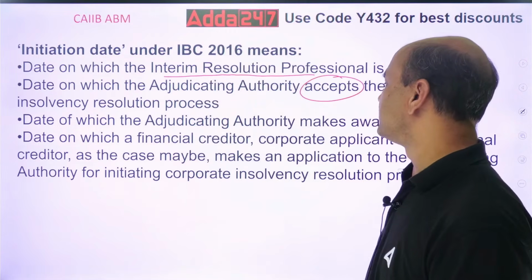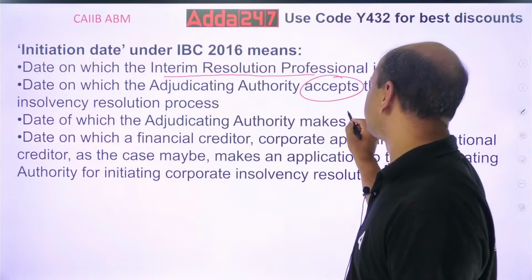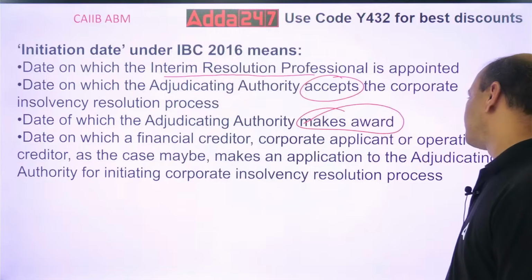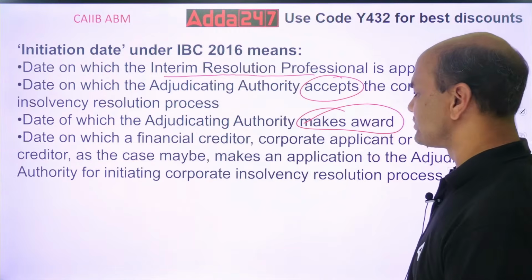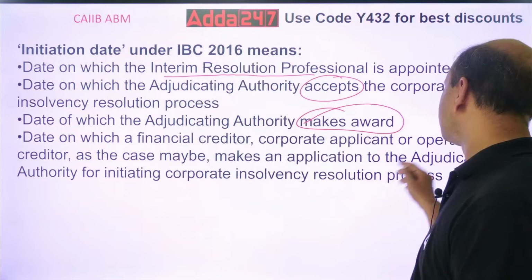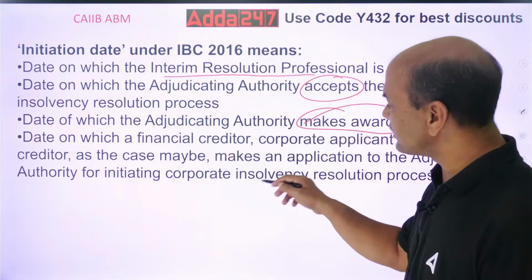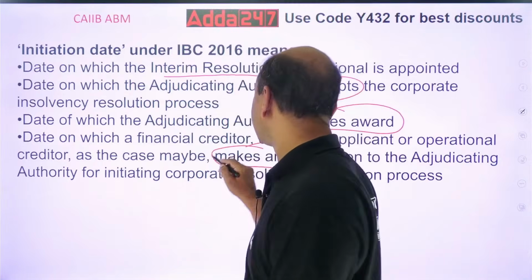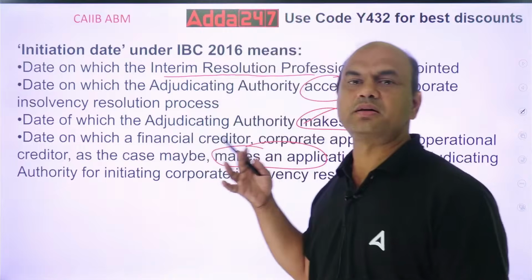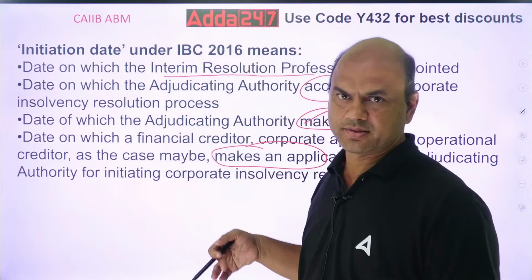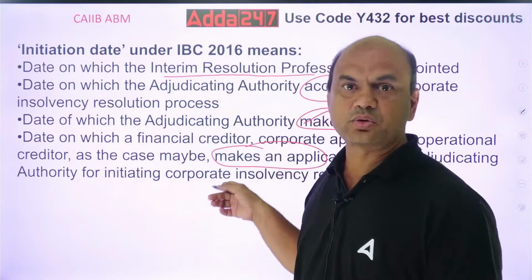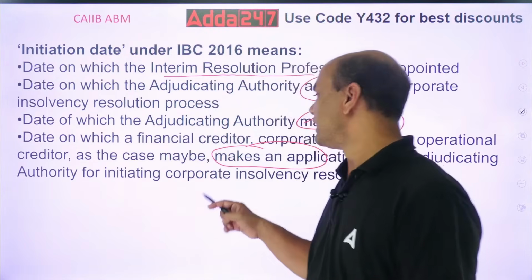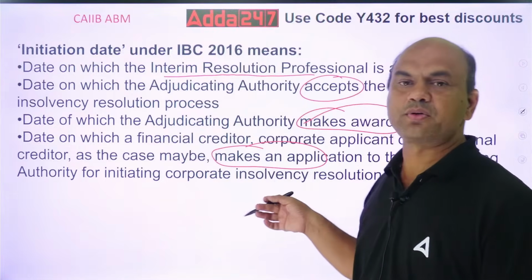Date on which the AA makes award. Date on which the financial creditor, corporate applicant or operational creditor, as the case may be, makes an application to the AA for initiating the corporate insolvency resolution process. Makes an application means anyone, let it be the company or the bank, anyone makes the application to the AA for admitting the case. Corporate insolvency process means the case for this IRP.